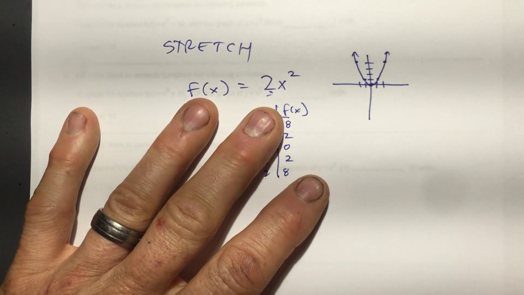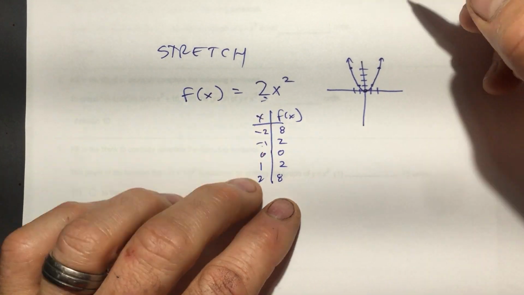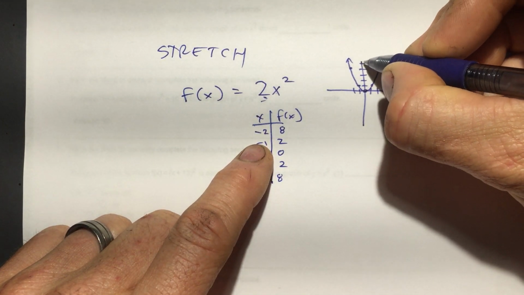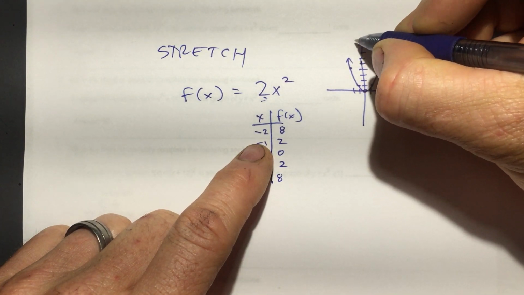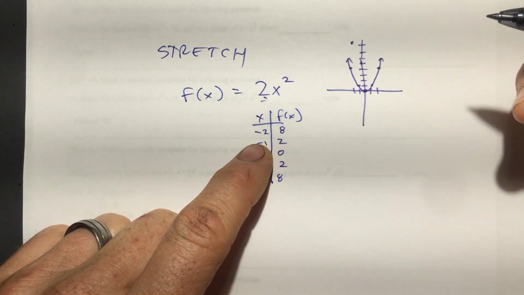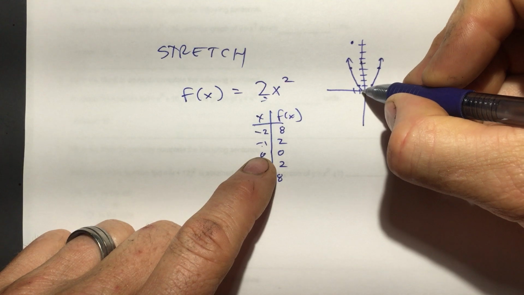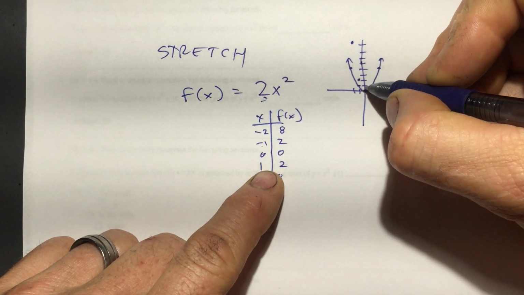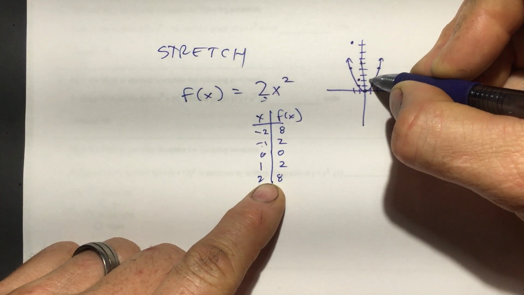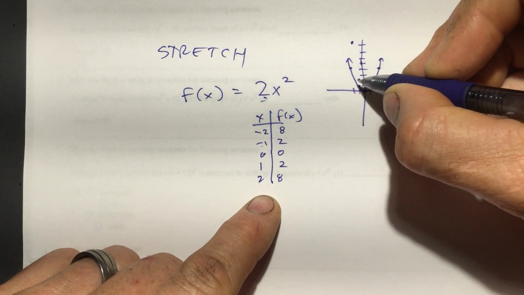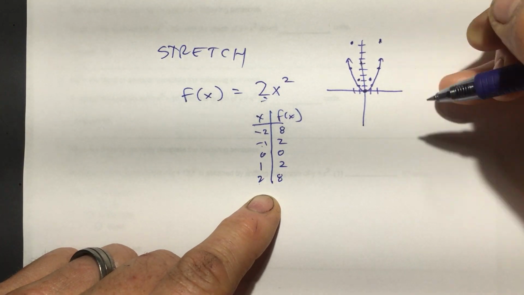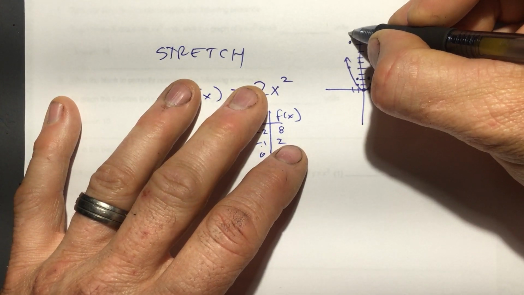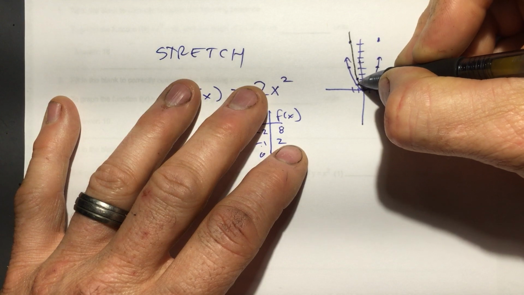But look what it does to the graph when I put them in. Negative 2 would be 8, which is up here. Negative 1 is 2. 0 is 0, so that's still the same. Positive 1 would be 2. And then positive 2 would be 8. Oh, here, let me try the different with the black here. So it does this right here.